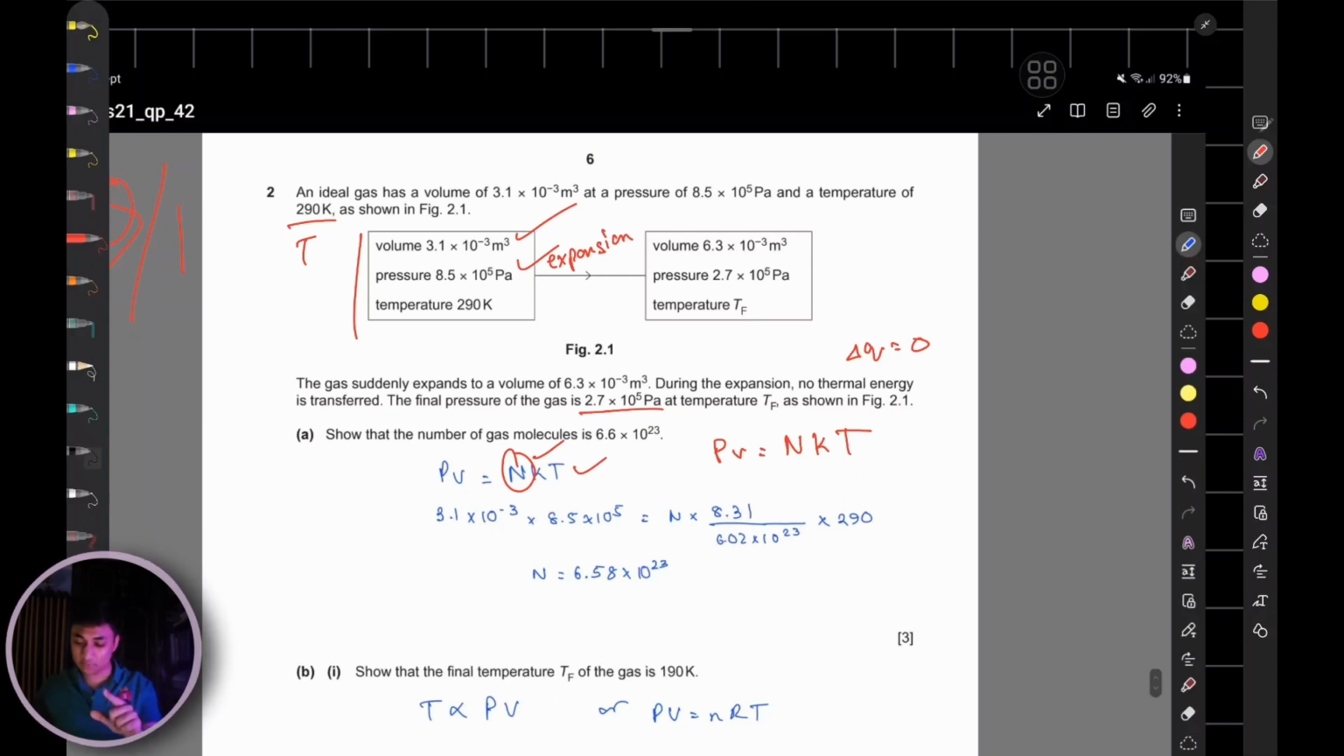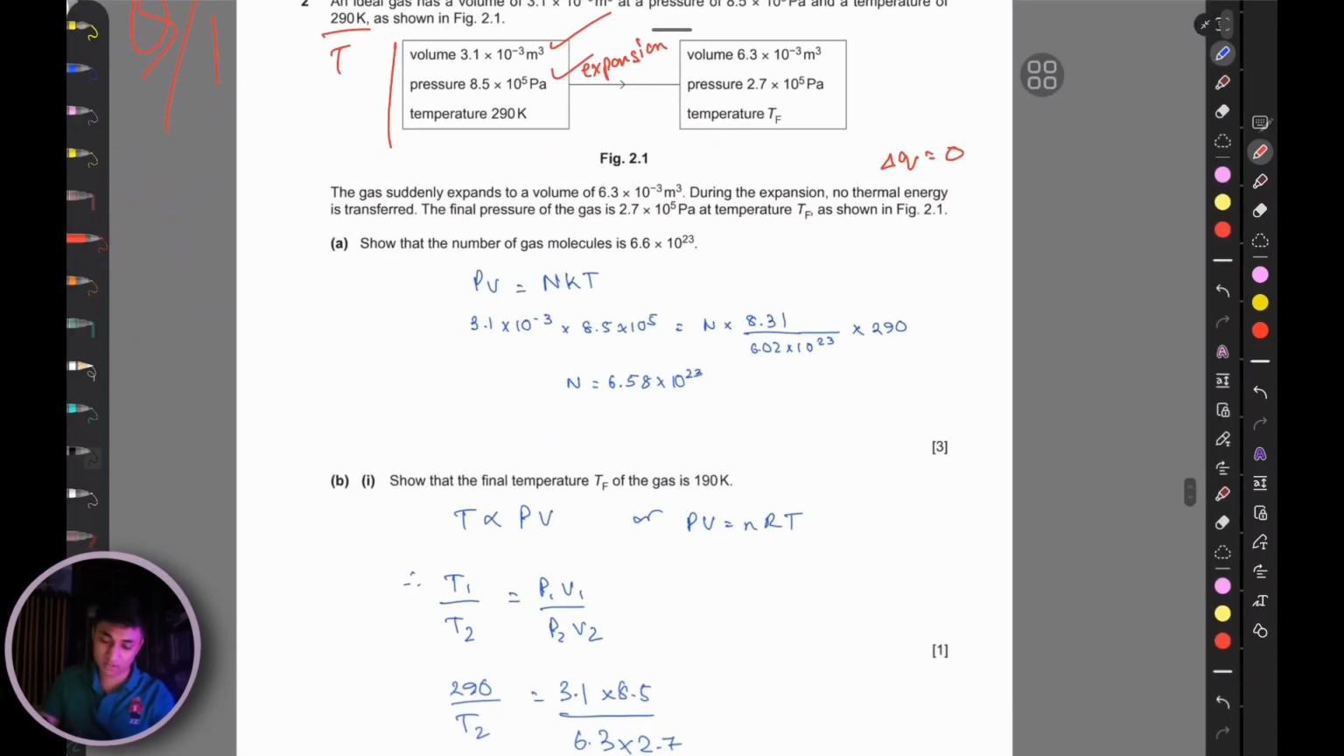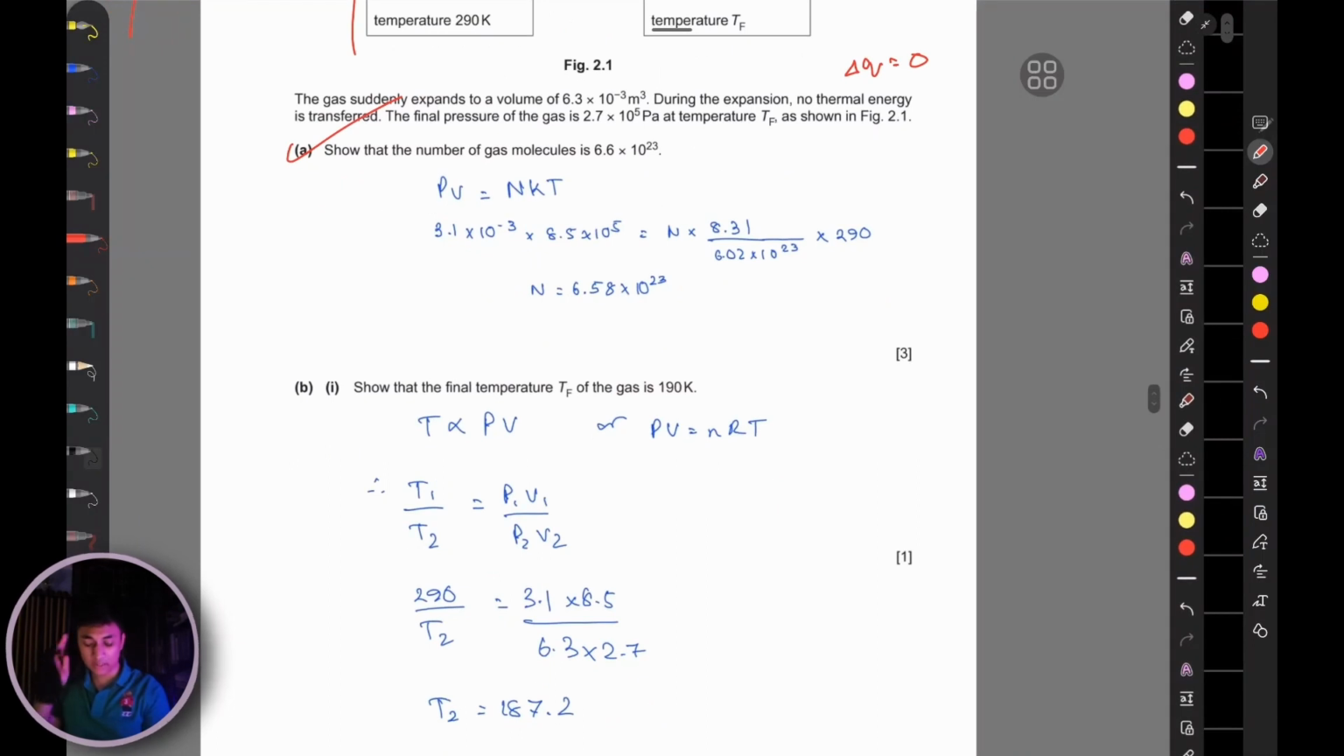If I make N the subject, what I see is N turns out to be 6.58 into 10 to the power of 23. You can calculate it for yourself and see if the answer matches. Fair enough. First part done. Second part. B1, show that the final temperature TF of the gas is 190 Kelvin.